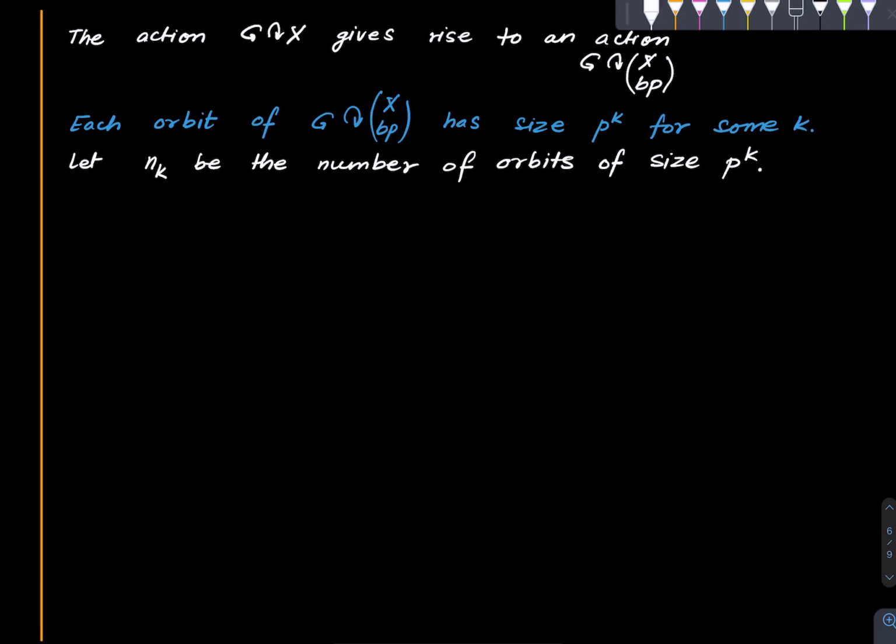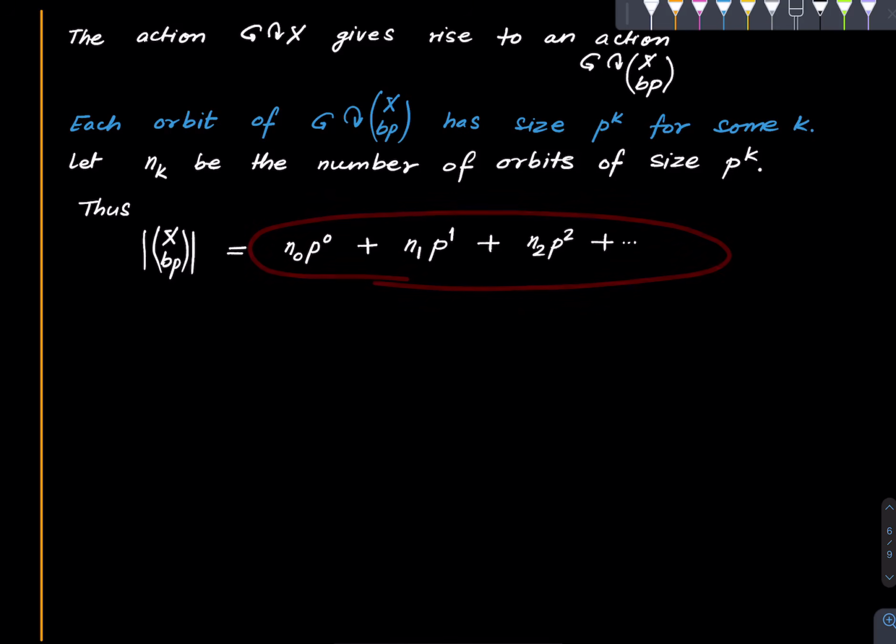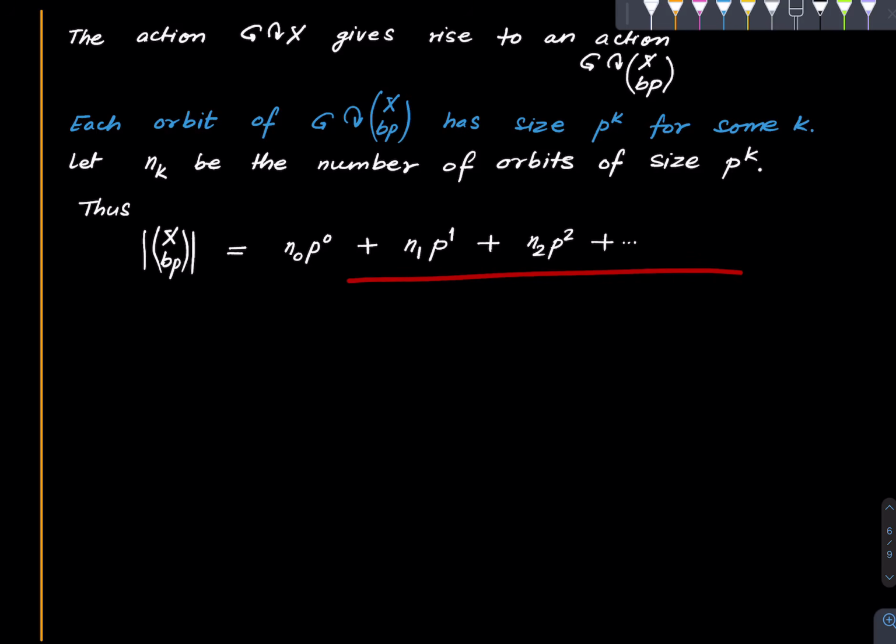Okay, and thus the size of the set on which we are acting is the same as n0 p to the power 0 plus n1 p to the power 1 plus n2 p to the power 2 plus dot dot dot. Of course, this is a finite sum because everything is finite. This has to terminate somewhere. You cannot have an orbit of size more than p to the power a, for instance. So this is a finite sum.